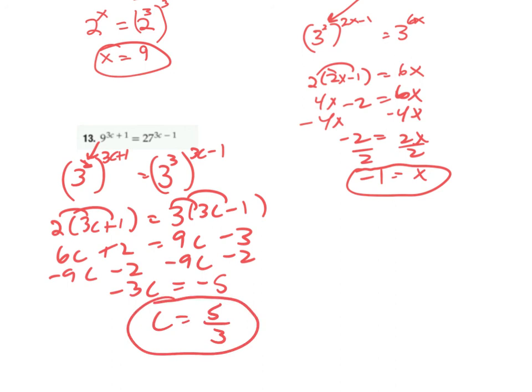Let's see if I did my math right. 2 times 3 is 6, 2 times 1 is 2, 3 times 3 is 9, 3 times minus 3. Minus that, it gives me a negative 3c minus the 2, and so that's my answer.